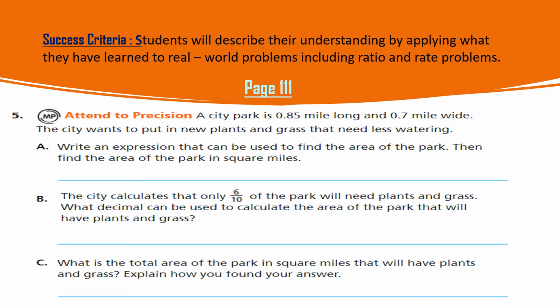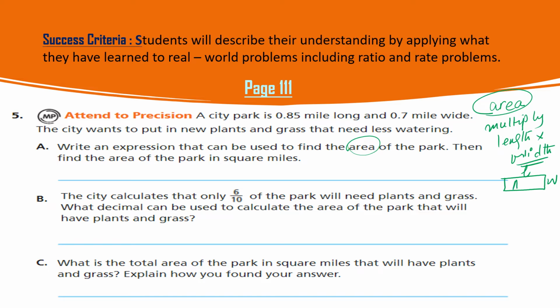A city park is 0.85 miles long and 0.7 miles wide. The city wants to put in new plants and grass that need less watering. Write an expression that can be used to find the area. Now we already know that to find the area, we always have to multiply the length with the width. This is the formula to find the area of a rectangular field. So this is the length, this is the width. You multiply to determine the area. Remember this thing.